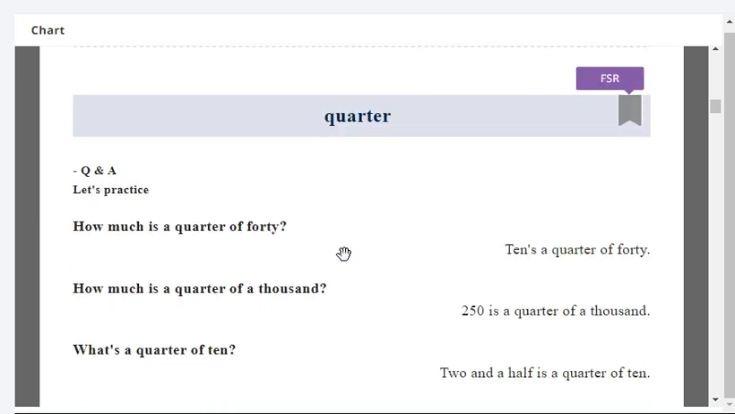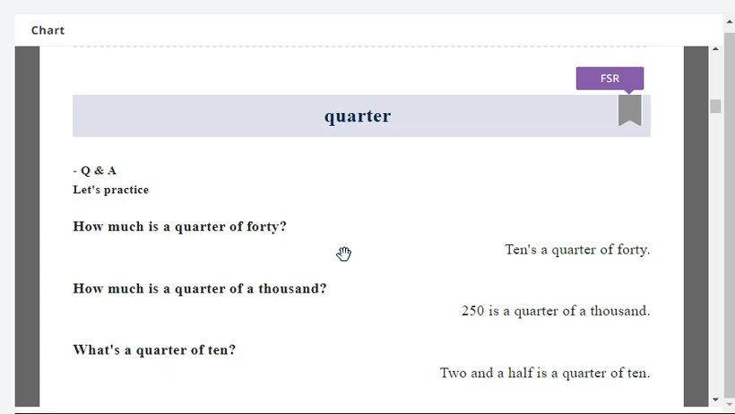Okay, how much is a quarter of 40? Ten. A quarter of 40. You just woke up, you'd like some coffee. Okay, one more. Ten, a quarter of 40. Very good.